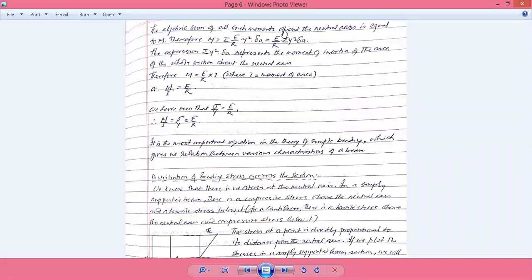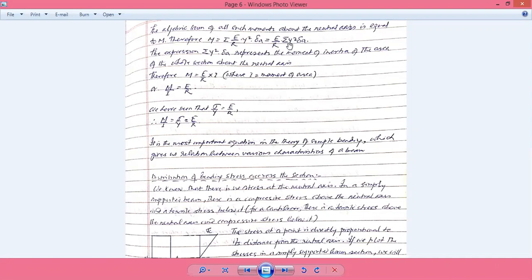The algebraic sum of all such moments about the neutral axis is equal to M, the external bending moment applied over this section. So M is equal to sigma E by R y square into delta A, that is, E by R into sigma y square delta A. The expression sigma y square delta A represents the moment of inertia of the section about the neutral axis itself.